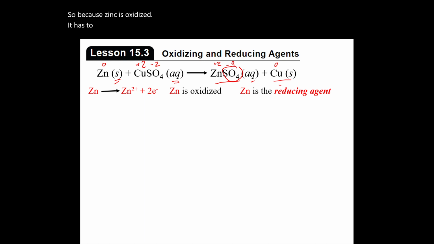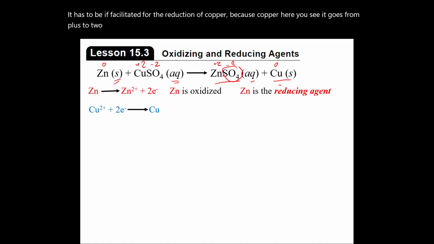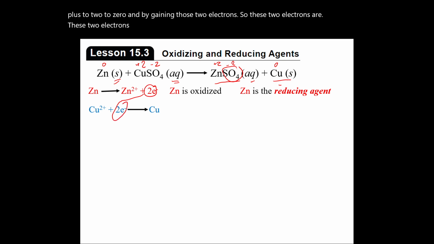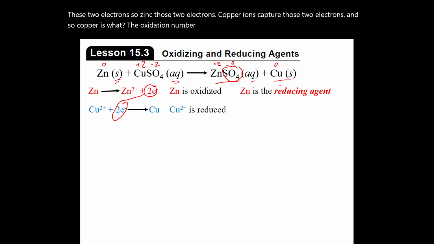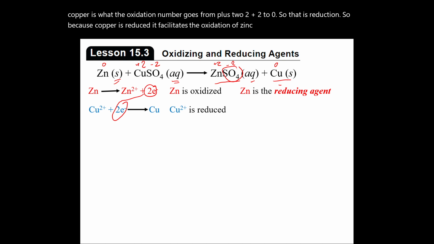So because zinc is oxidized, it has to be a facilitator for the reduction of copper, because copper here, you see, goes from +2 to 0 by gaining those 2 electrons. So these 2 electrons are these 2 electrons. Zinc releases those 2 electrons, copper ions capture those 2 electrons, and so copper's oxidation number goes from +2 to 0. So that is reduction. Because copper is reduced, it facilitates the oxidation of metallic zinc.